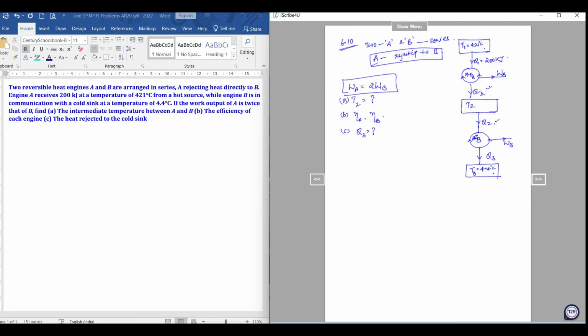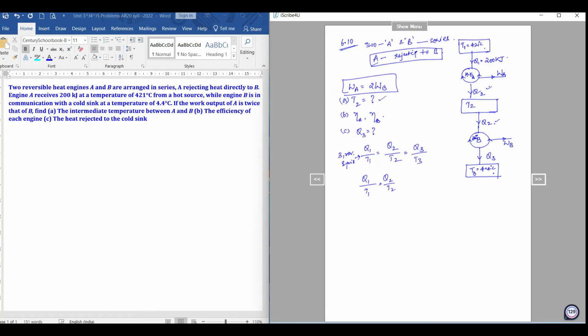Since these are all reversible engines, both are reversible engines, I can write Q1 by T1 equal to Q2 by T2, right? Again, Q2 by T2 will be equal to Q3 by T3. So I can combine these two. So you have Q1 by T1 equal to Q2 by T2 equal to Q3 by T3. Let us take any two. First let us take Q1 and Q2. It is three reversible engines. So Q1 by T1 equal to Q2 by T2.